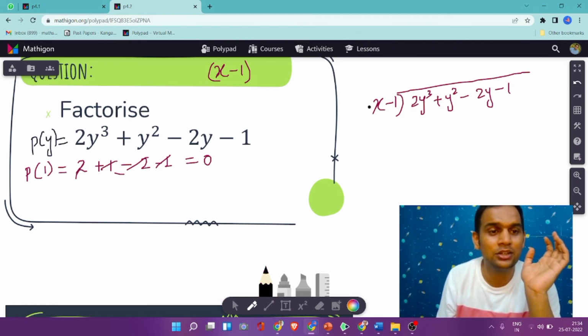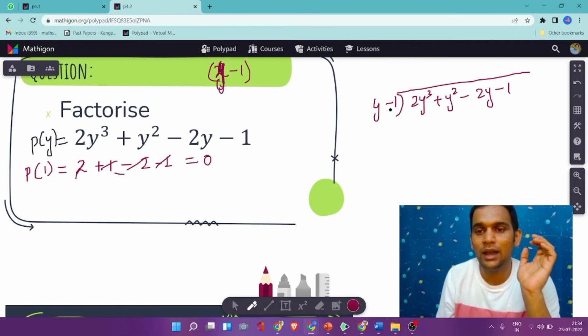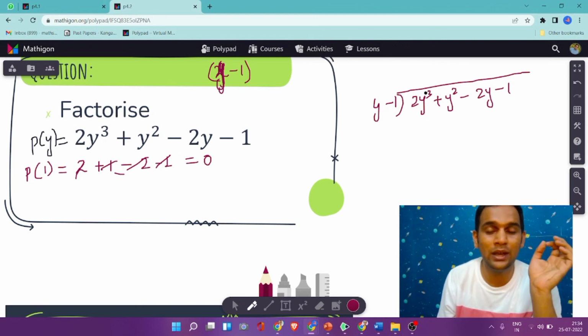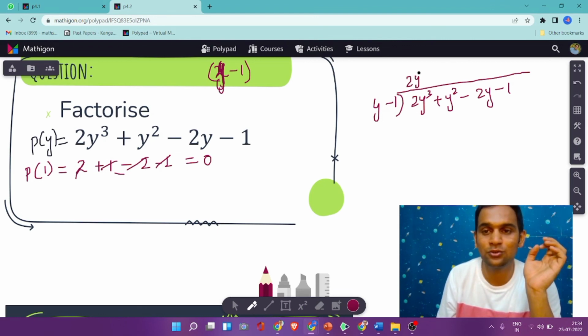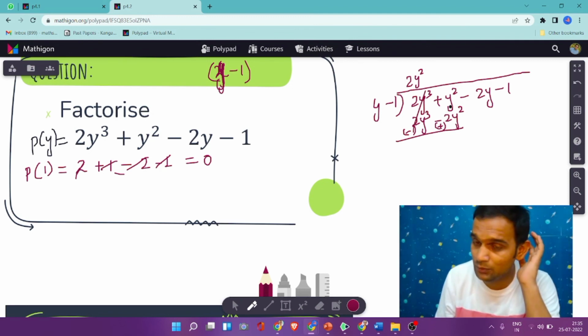Wait. This should be y minus 1. I'm so sorry. This should be y minus 1 because we have the variable as y, right? So what should you multiply to y to get 2y cube? You must multiply 2y square. So 2y square, if you multiply, you get 2y cube. 2y square multiplied by minus 1, you get minus 2y square. So this is minus, this is plus. Sign changes, right? If you have doubt, you can comment down. I'll make a separate video.